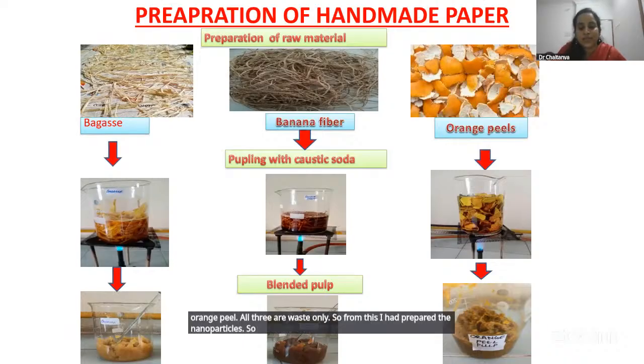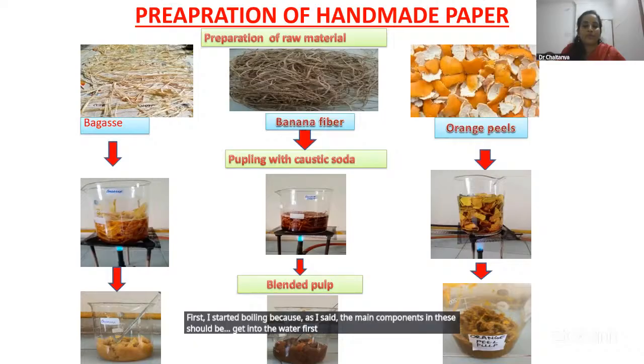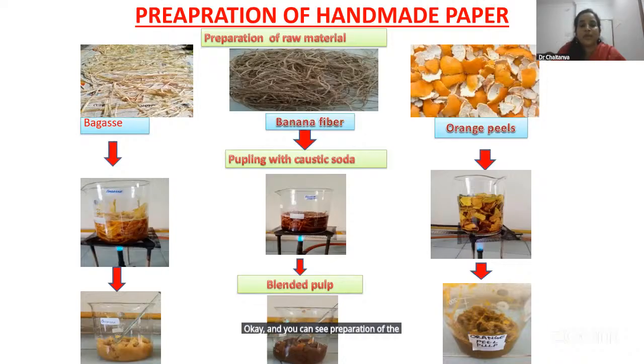So what all the steps I had gone through means, first I started boiling, because as I said, the main components in these should get into the water first for the preparation of the nanoparticles, right? Actually here I didn't use it for the nanoparticles. From these wastes I made the paper first. Okay, you can see preparation of the handmade paper. From the waste I made the paper, right?